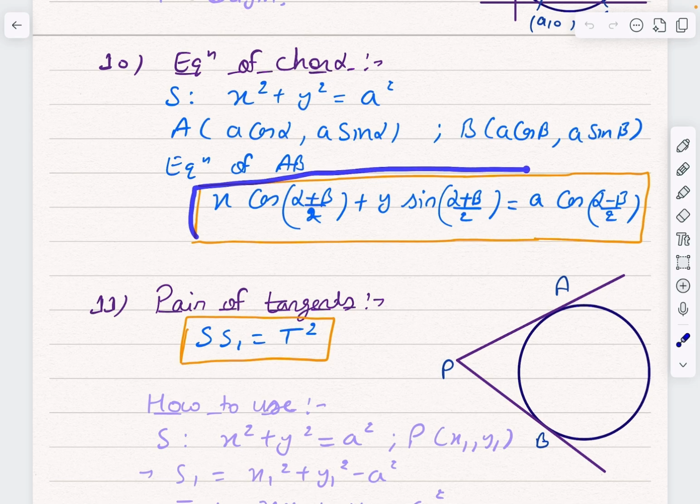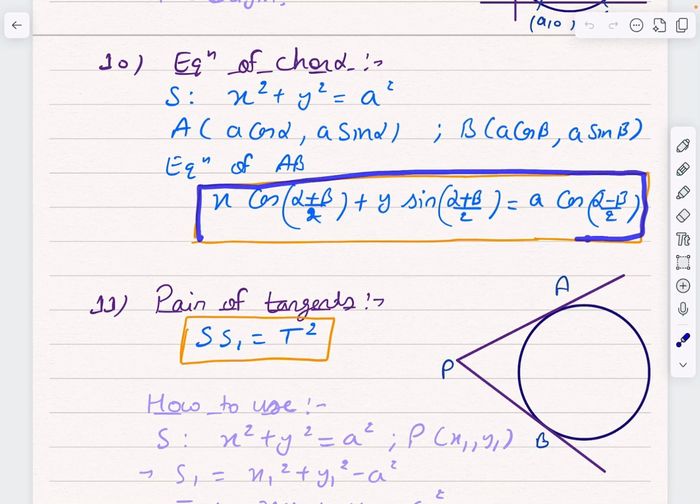So this, if you remember, will help you solve many problems directly. Otherwise, you'll have to find the equation there. Try to remember this thing. A similar kind of thing will come in ellipse also and hyperbola also. So then you can relate.